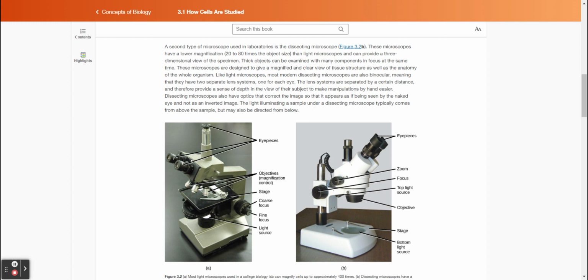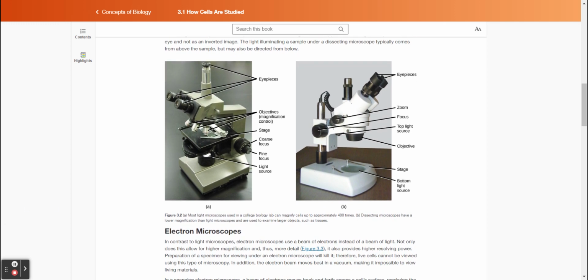Dissecting microscopes also have optics that correct the image so that it appears as if it's being seen by the naked eye and not as an inverted image. The light illuminating a sample under a dissecting microscope typically comes from above the sample, but may also be directed from below.